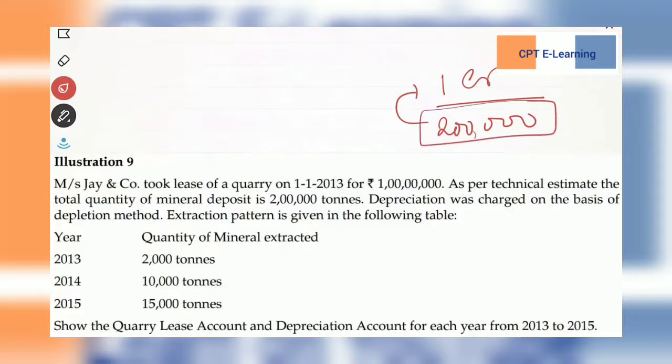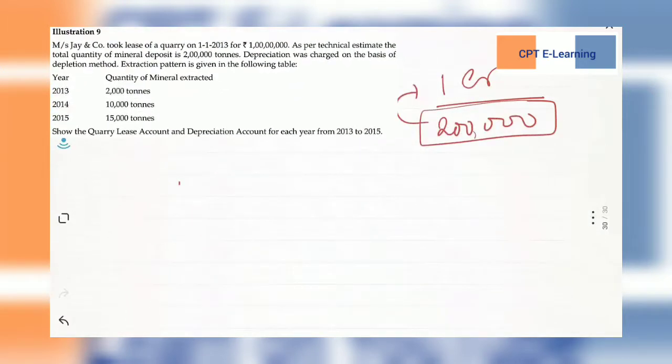Now, in the first year, in 2009, how much are you extracting? You are extracting 2000 tons. So what will be the depreciation for the first year? It is simple: 1 crore into 2000 divided by 2 lakh.